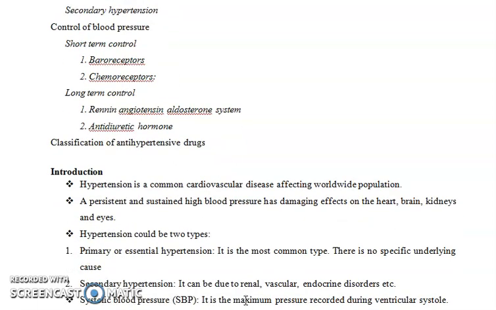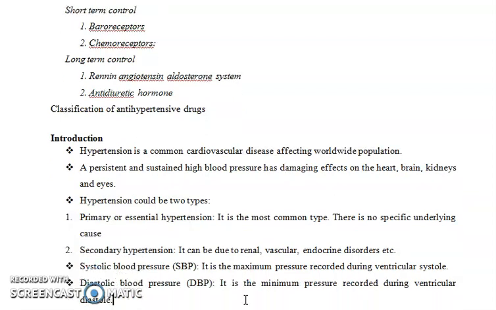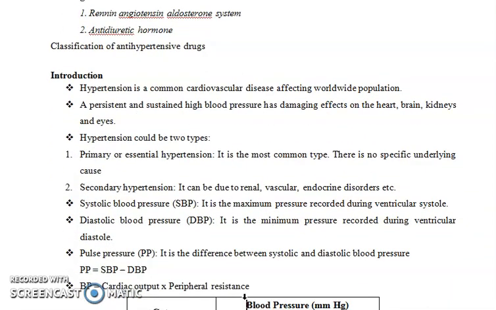Primary hypertension is the most common type, and the specific or exact reason for the rise in BP is not known. Such hypertension is considered primary or essential, or it can also be called idiopathic hypertension. Next is secondary hypertension, which may be due to renal, vascular or endocrine disorders. Here we can discuss systolic blood pressure and diastolic blood pressure.